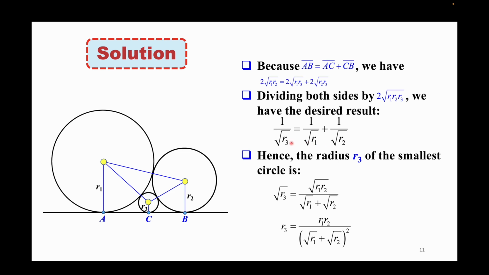If you are not comfortable with this formula and hope to find R3 explicitly, we just add them together, and then we have this. Square it, and we have R3 being this. So whether you like this one or this one doesn't matter, because we have represented R3 in terms of R1 and R2. So we solved problem 1 easily.